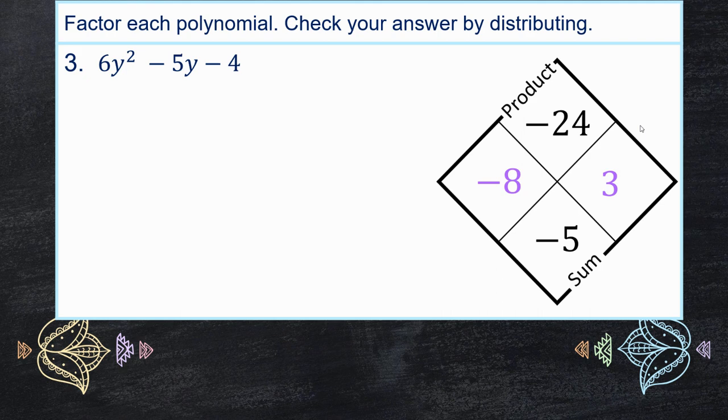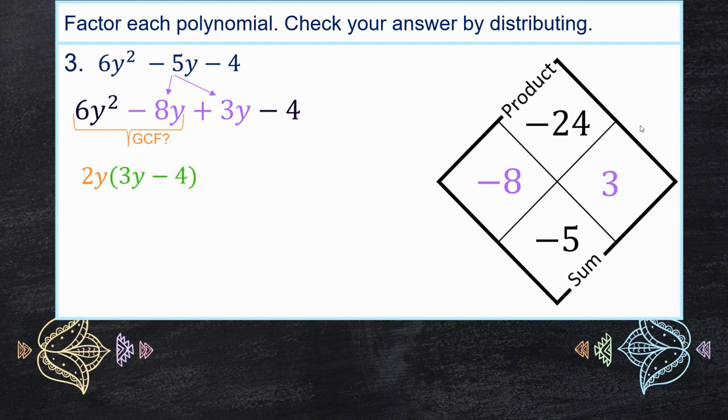The answer to this diamond problem is how we split up the x term. So we go from 3 terms to 4 terms. So we will factor by grouping. We focus on those first 2 terms and we ask ourselves, what is their greatest common factor? If you're thinking 2y, you're correct. Divide both terms by 2y, which gives us 3y minus 4.